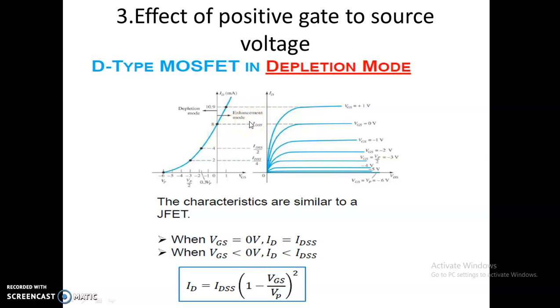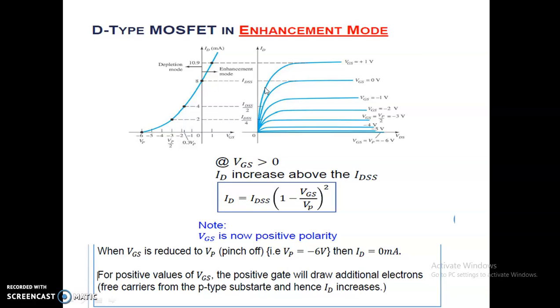In this operation, the characteristics are very similar to JFET. When VGS equal to 0, ID equal to IDSS, that is the first operation. When VGS is less than 0, meaning negative, ID is less than IDSS, and ID equals IDSS times (1 minus VGS divided by VP) whole square. This is the depletion region. And last is the enhancement mode. In this mode, VGS is greater than 0. ID increases above IDSS as VGS has more positive polarity, so current will increase.